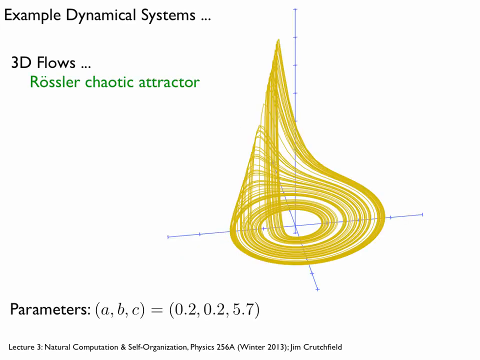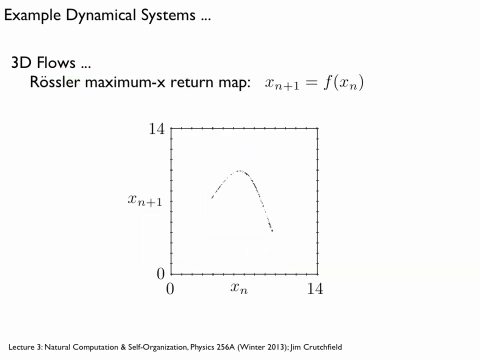You can say, oh, if this is the x-axis, I'm going to look at x-max values and look at the return map, x-max return map. So again, reducing it down because I don't always want to look at the 3D system, and so this is what you get for the Rössler. You get this nice little hump map, next x-max versus previous one.